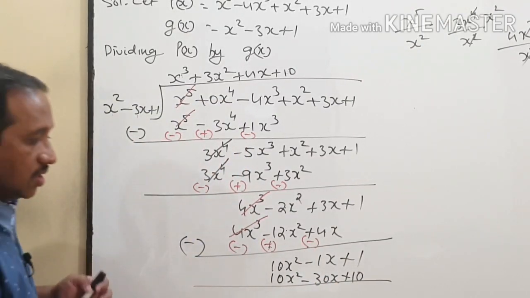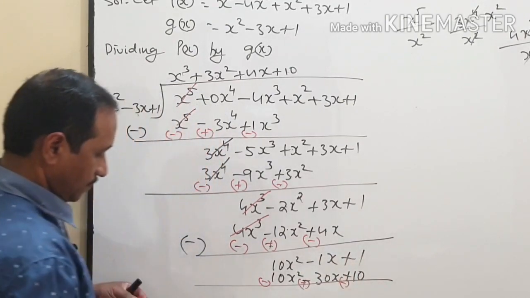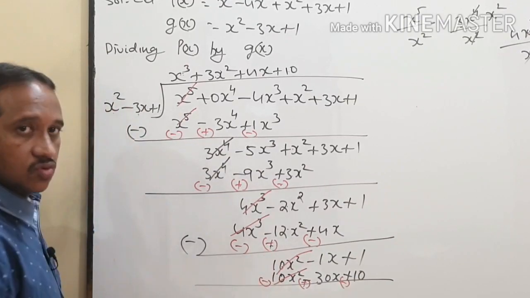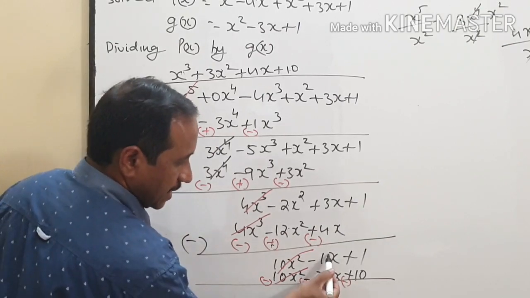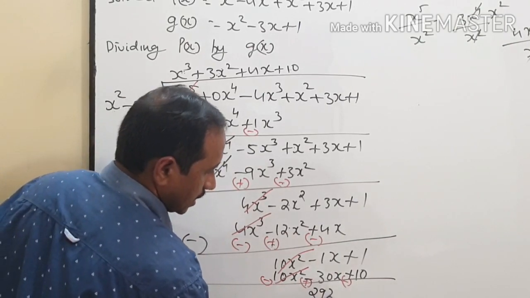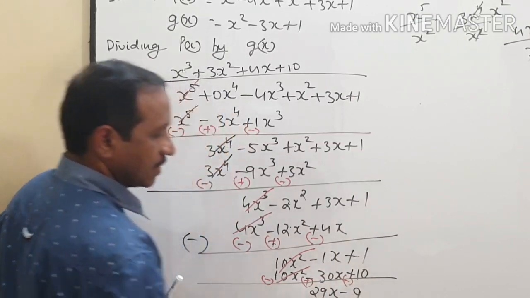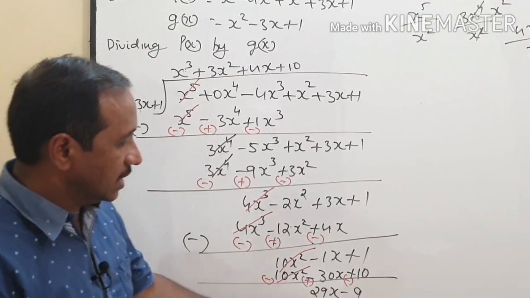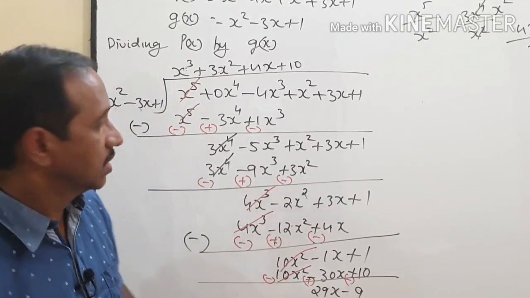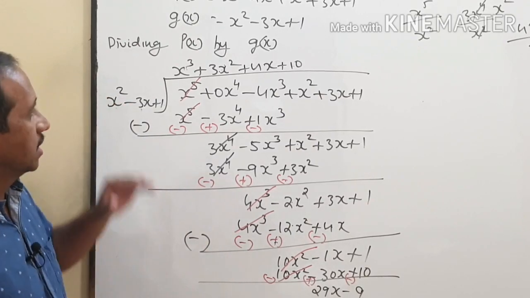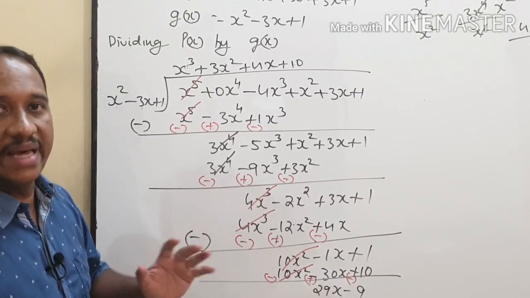Again we subtract. When we subtract, the sign will change. 10x square minus 10x square will get cancelled. Minus 1 plus 30 is 29x. 1 minus 10 is minus 9. Here 29x minus 9 is a linear polynomial whose degree is 1. The divisor polynomial is x square minus 3x plus 1, whose degree is 2. Now the division ends here.